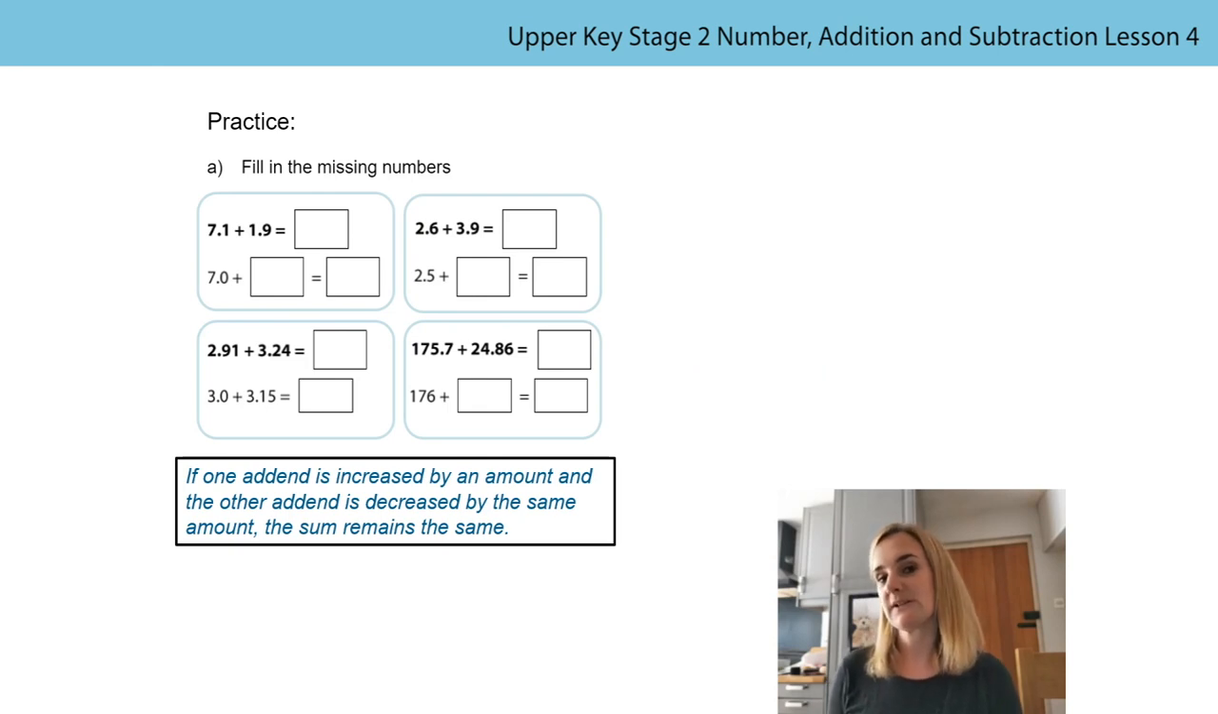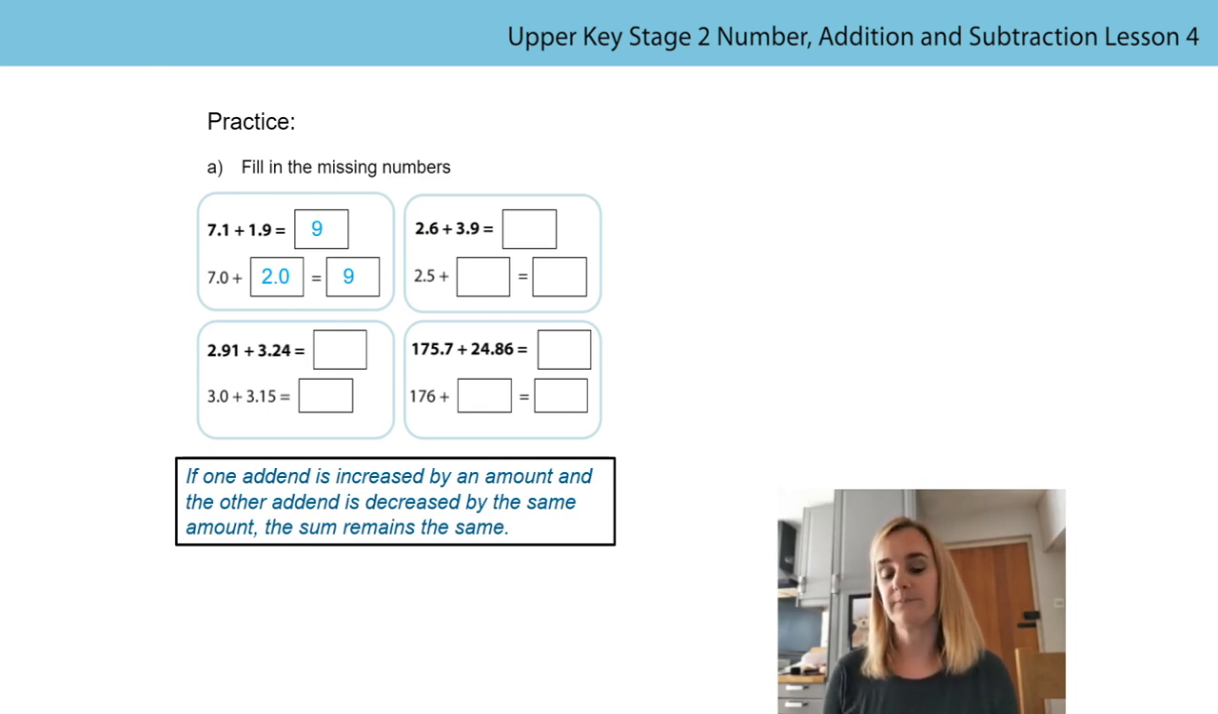So you'll notice 7.1 as that first addend has decreased by 1/10 to get 7. So 1.9 needs to increase by 1/10 to give us 2, and 7 add 2 is 9. Therefore, 7.1 add 1.9 is also 9 because the sum remains the same.